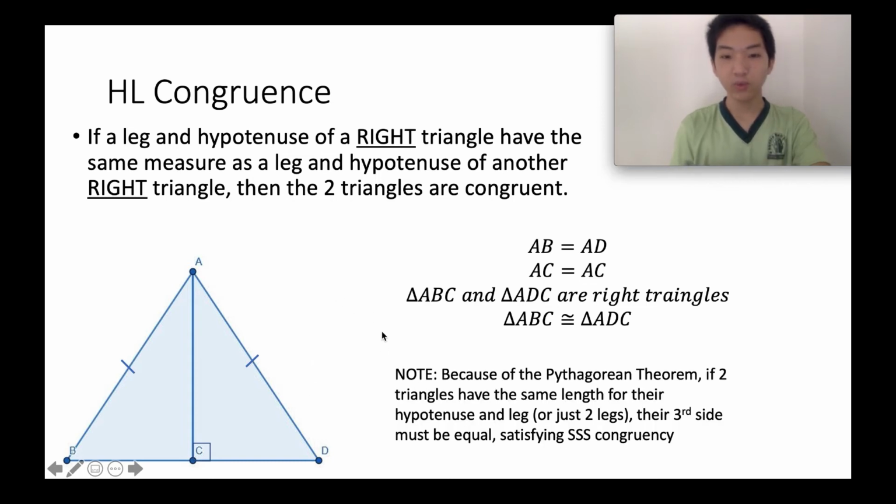In case you're wondering why this works, because of the Pythagorean theorem, if two triangles have the same length for the hypotenuse and leg, or just two legs, the third side must be equal, satisfying SSS congruency. Once again, it's not too important to understand this, but since it's simpler, it's nice if you understand.